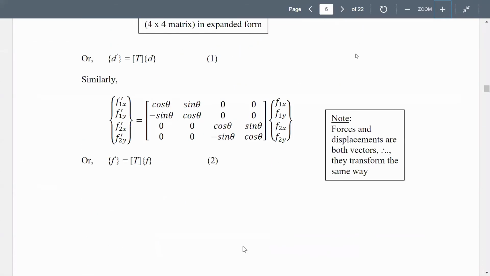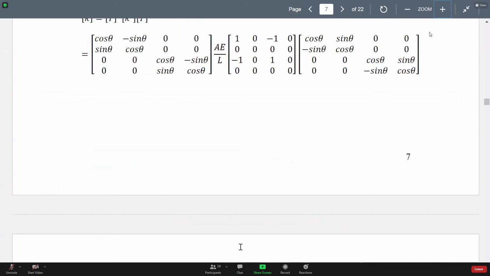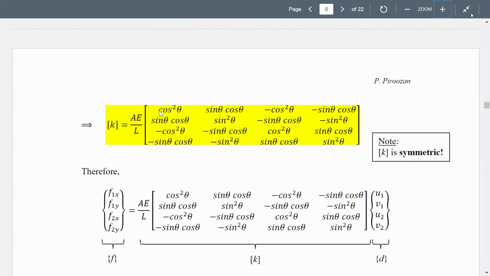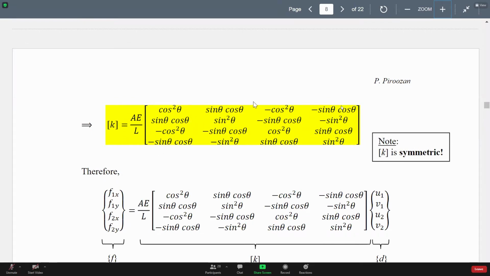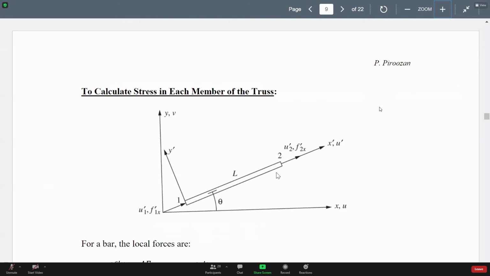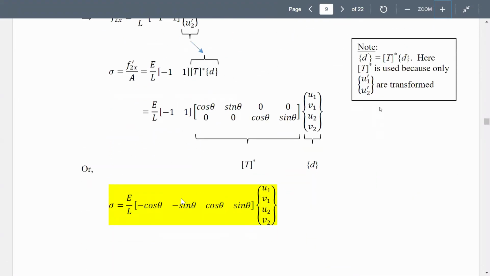We derived this element stiffness matrix for trusses. Just to recall, this is the element stiffness matrix for truss problems. It's a 4x4 matrix. We derived this and applied it to each element, and then we created the global stiffness matrix. And we also found the stress formula for elements of a truss to be given by this E over L and this cosine sine term.